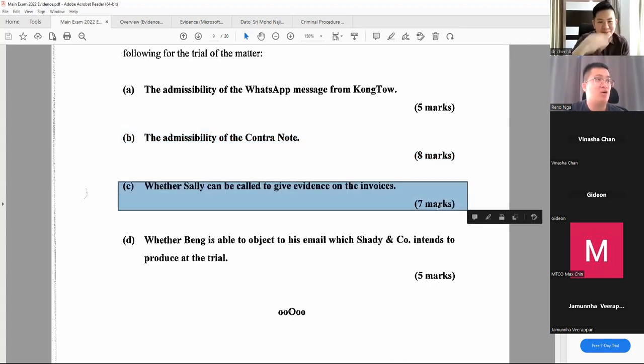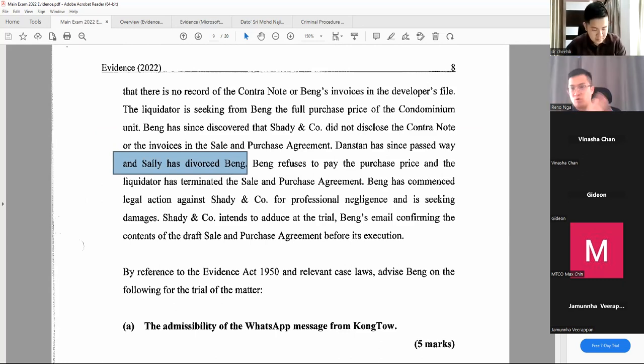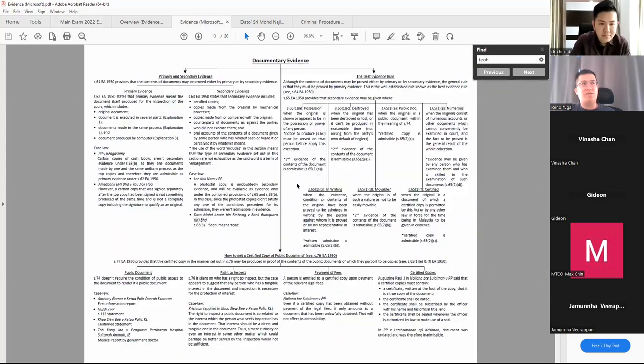So C. Whether Sally can be called to give evidence on the invoice. If I'm not mistaken, Sally is the wife. Let me see. Divorced already. Once they mention divorce, children, or lawyer, all these persons, you must mention one chapter: competency and compellability. So what does it mean? Let me show you how the wording goes. Maybe my English pronunciation is not so good, because my students always complain they don't understand.